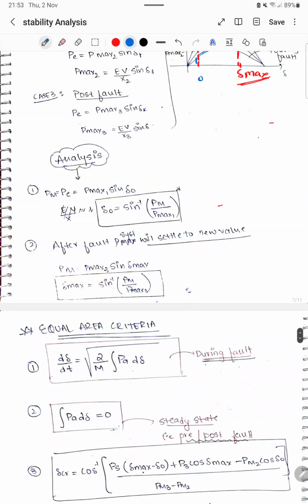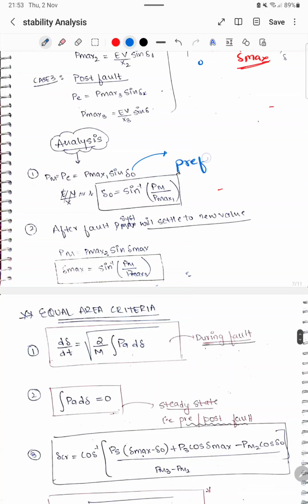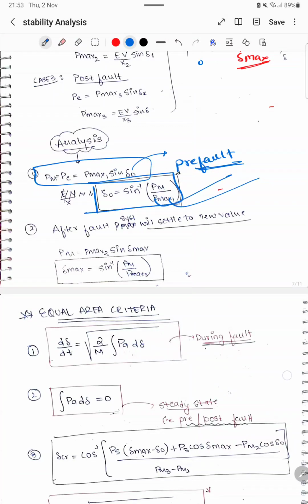Now let's get started with the analysis. As I have already told, in the initial pre-fault condition, PM will be equal to Pmax1 sine delta naught. From here you will get delta naught. After the fault, basically after the fault has settled down, at some point or another your Pmax3 sine delta should be equal to PM, and that is nothing but some angle. So let's say delta 1.